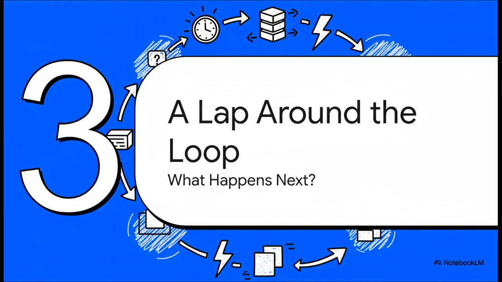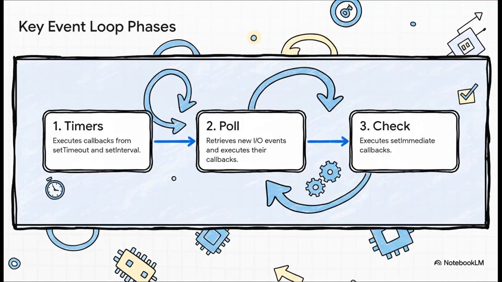Okay, so libuv is managing all this work behind the scenes. But how does Node decide which completed task to run next? To understand that, we have to take a look at the event loop itself. You can think of the event loop as a constant cycle with a few key stops, or phases. For our purposes, these 3 are the big ones.